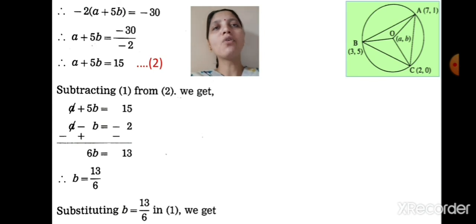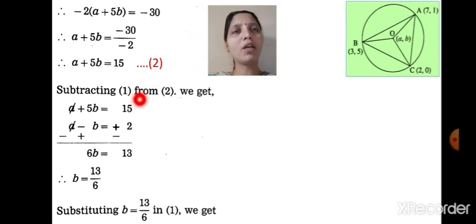Therefore now take out minus 2 as a common factor. You will get minus 2 into (a plus 5b), that is equal to minus 30. Therefore a plus 5b is equal to minus 30 upon minus 2. Therefore a plus 5b is equal to 15. Write this equation as equation 2.